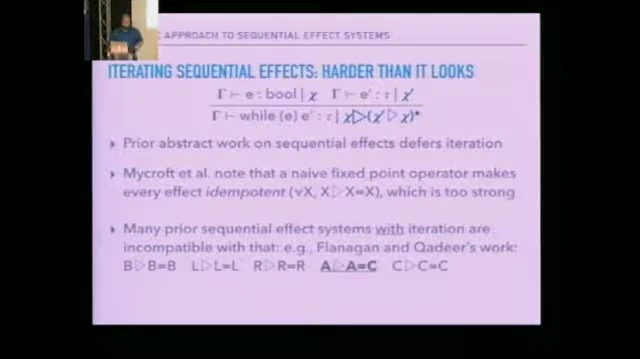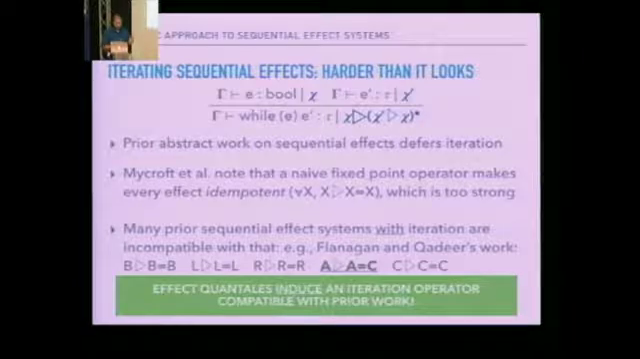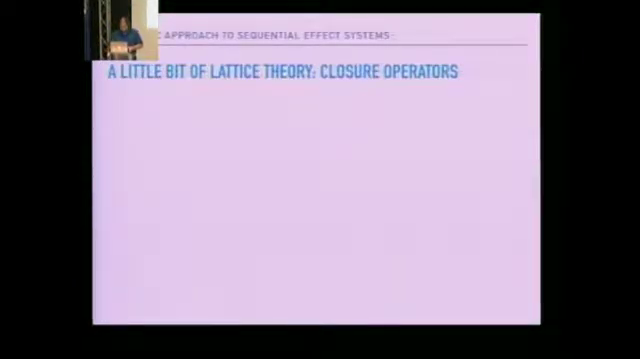Even this one example in the talk, Flanagan and Qadeer's work, doesn't satisfy this. Most of the effects actually are idempotent, but if you repeat two atomic actions, this is no longer atomic. This is now compound. So we need something that's a little bit weaker than a general fixed point combinator, which we can induce from an effect quantale. To do that, we need a little bit of lattice theory that's not the go-to bits of fixed point theory for program semantics.